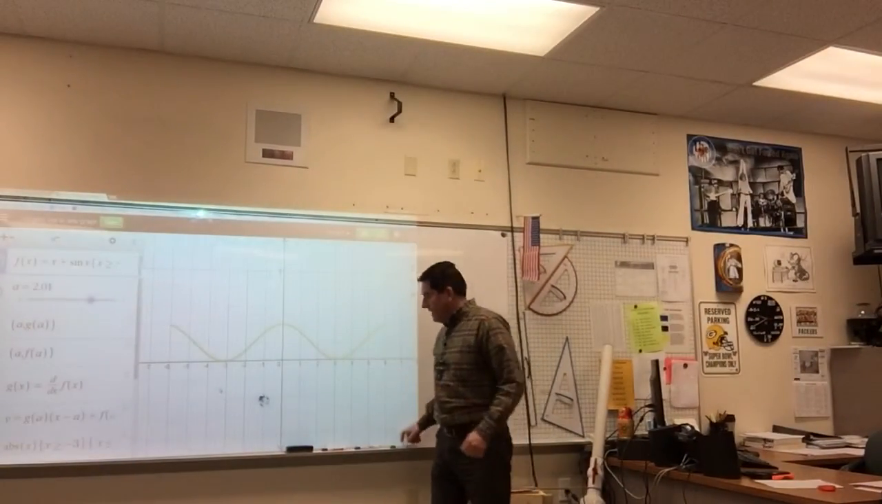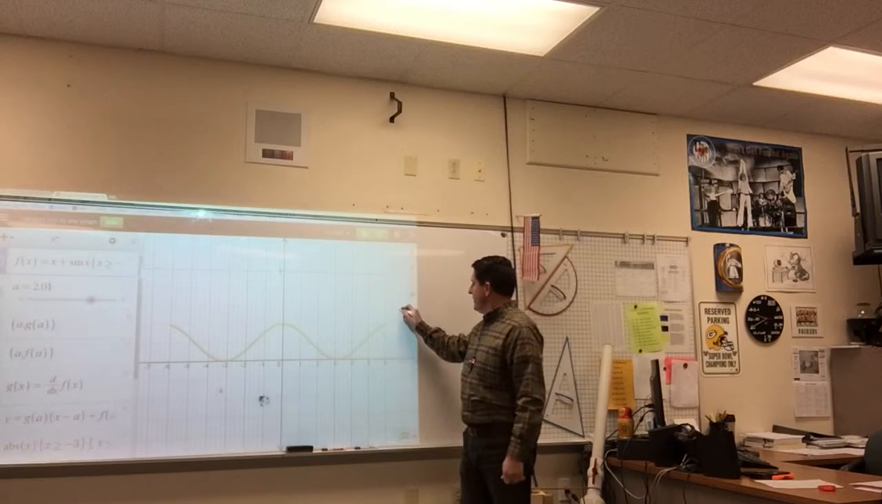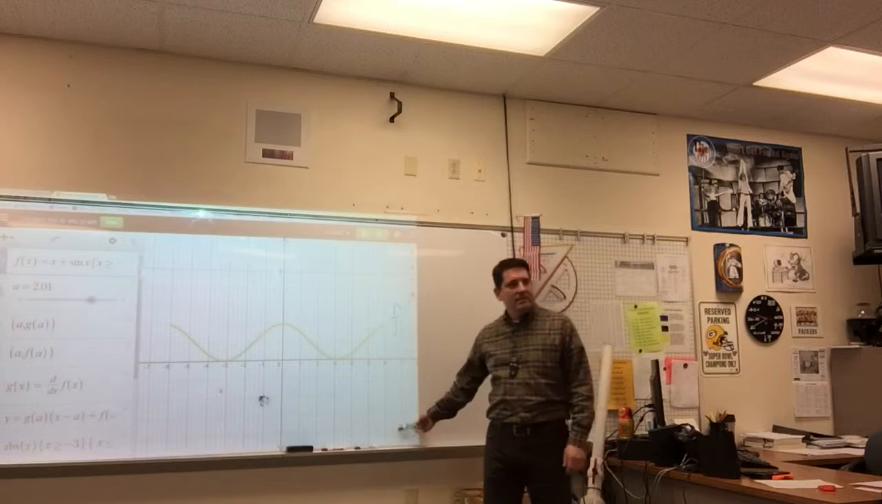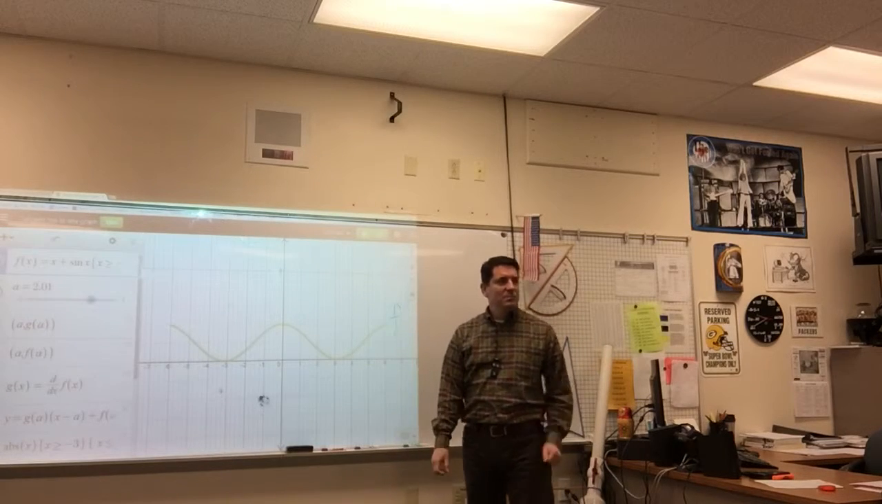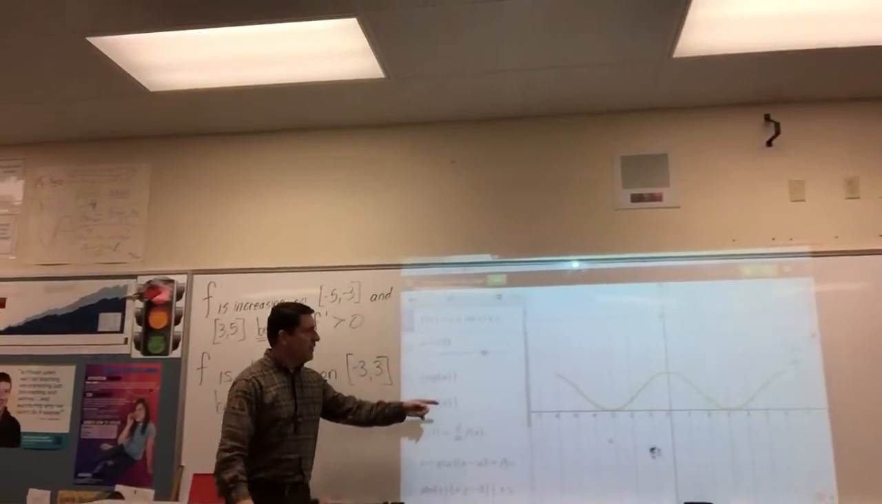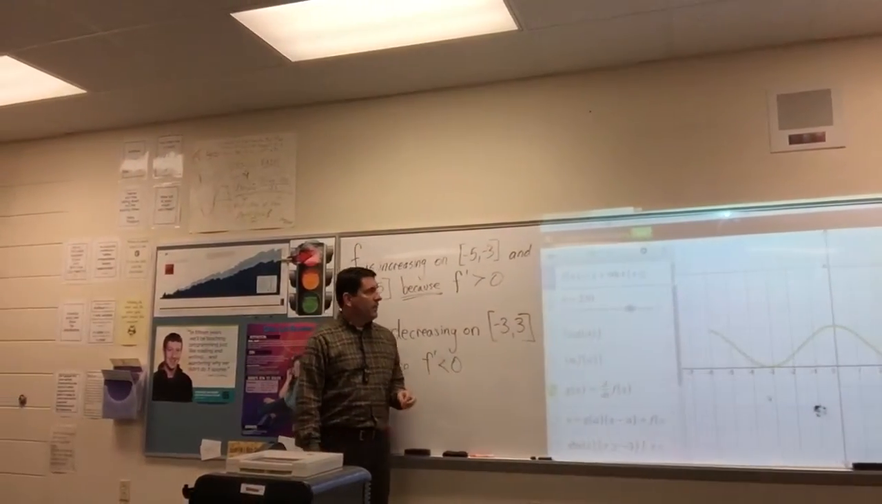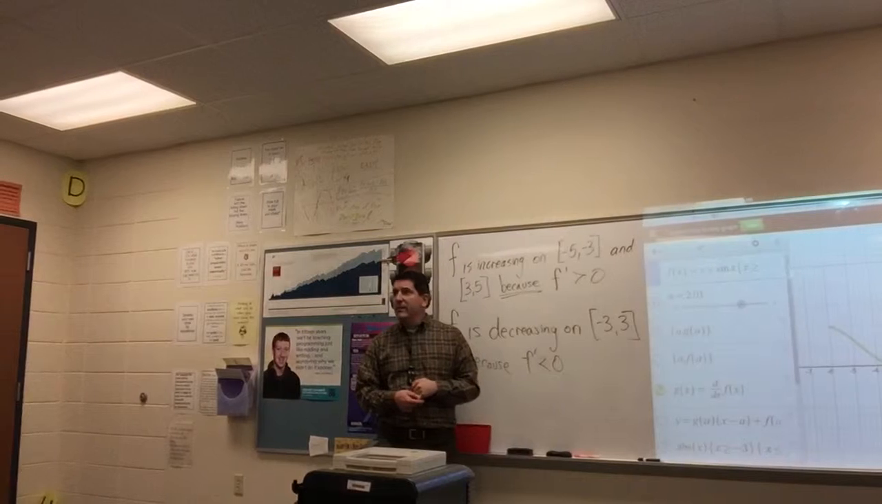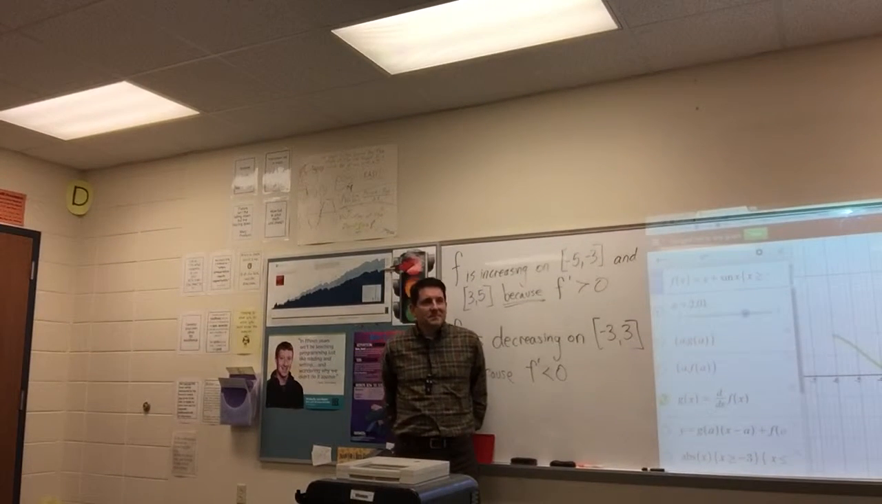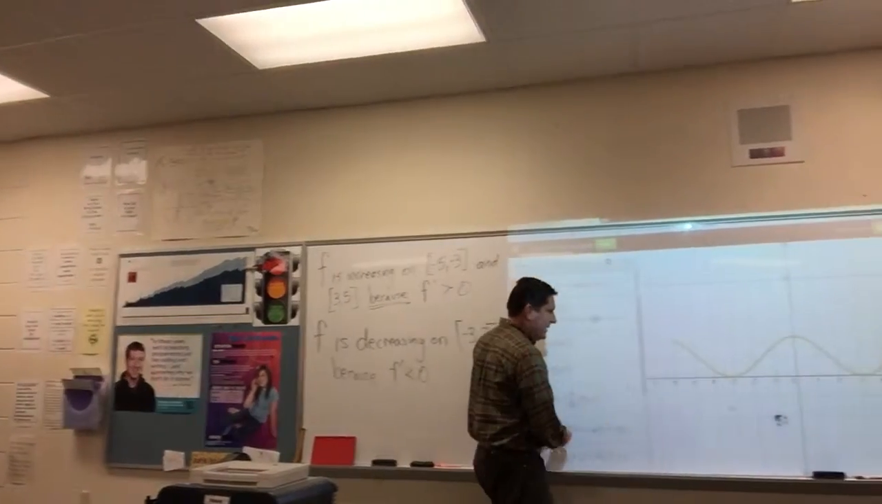Okay, this is kind of a trick question, but this is f prime. Tell me what f looks like. This is the graph of f prime. What does the graph of f look like? And we're going from -6 to +6.